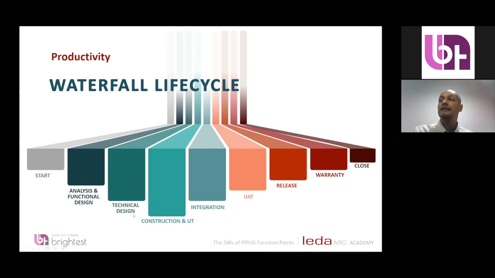But if we want to focus only on construction and unit testing, we can talk about a development productivity. And we're only going to get the effort for this phase. We can also talk about the functional productivity, which means having these three phases: analysis, technical design, and construction. We can talk about testing productivity, and we're going to have only these two phases, integration and UAT. So depending on what we need to control and improve, we can split the phases or have the whole effort in one productivity.